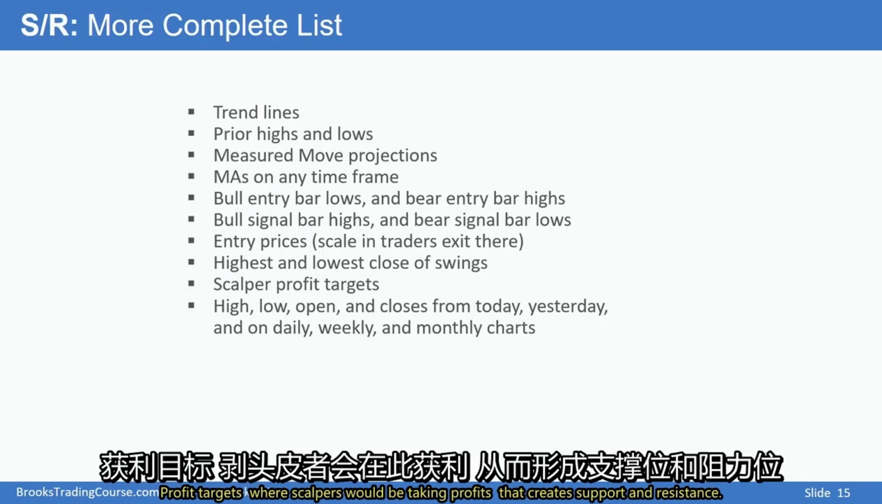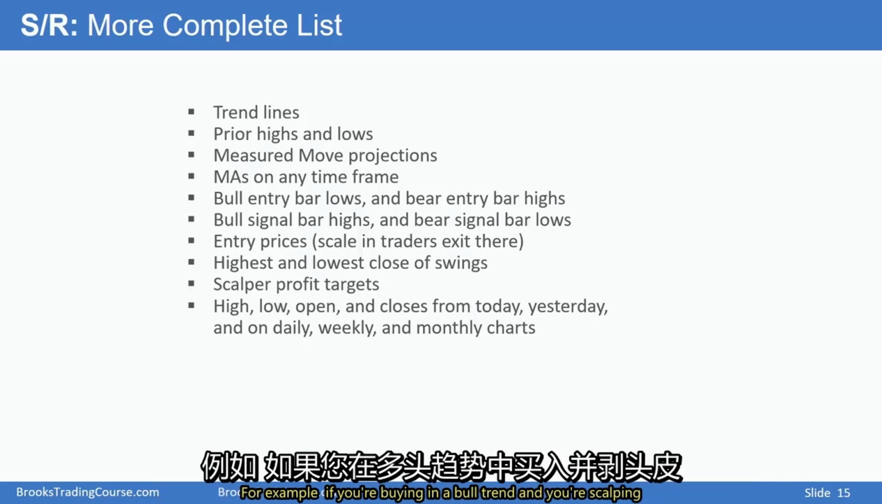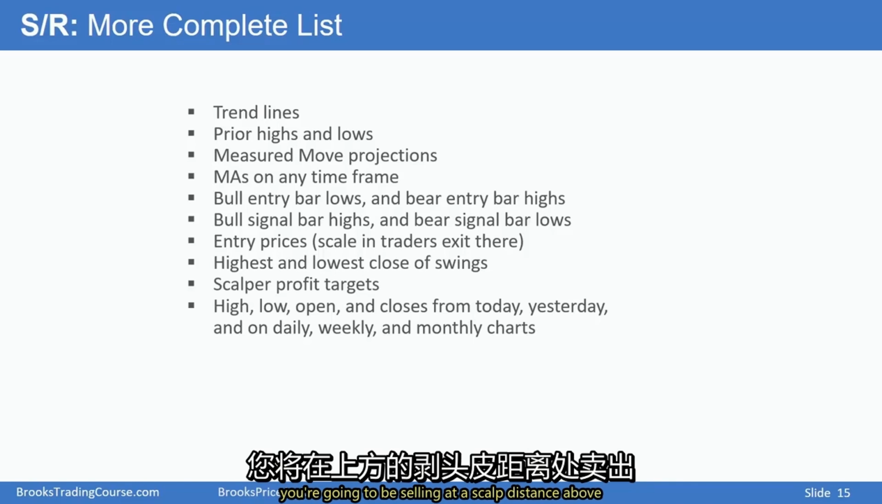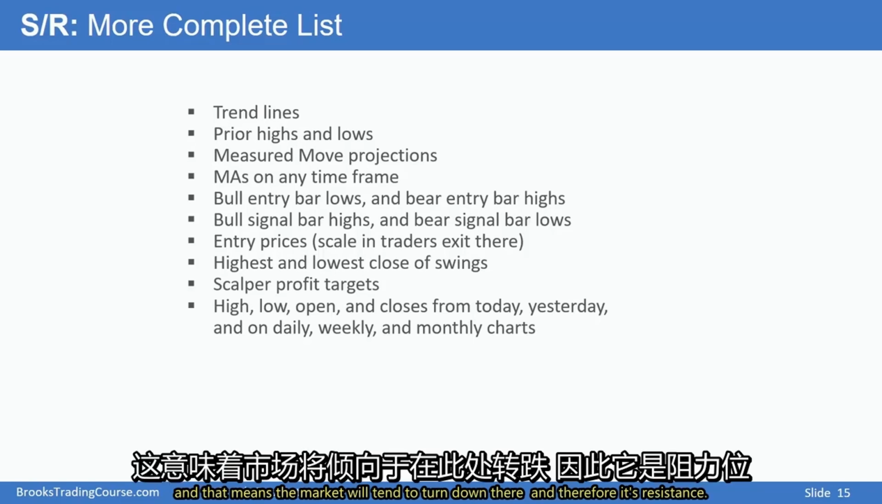Profit targets, where scalpers would be taking profits, create support and resistance. For example, if you're buying in a bull trend and you're scalping, you're going to be selling at a scalp distance above, and that means the market will tend to turn down there, and therefore it's resistance.